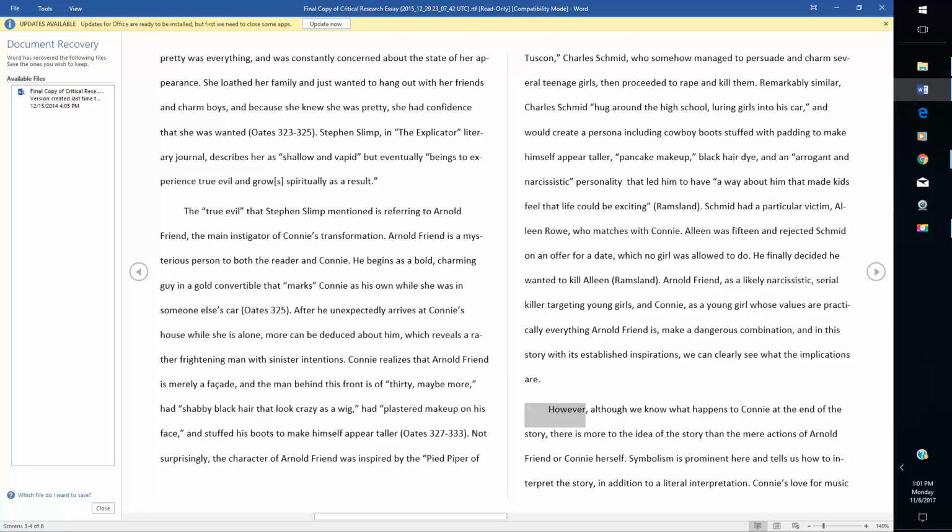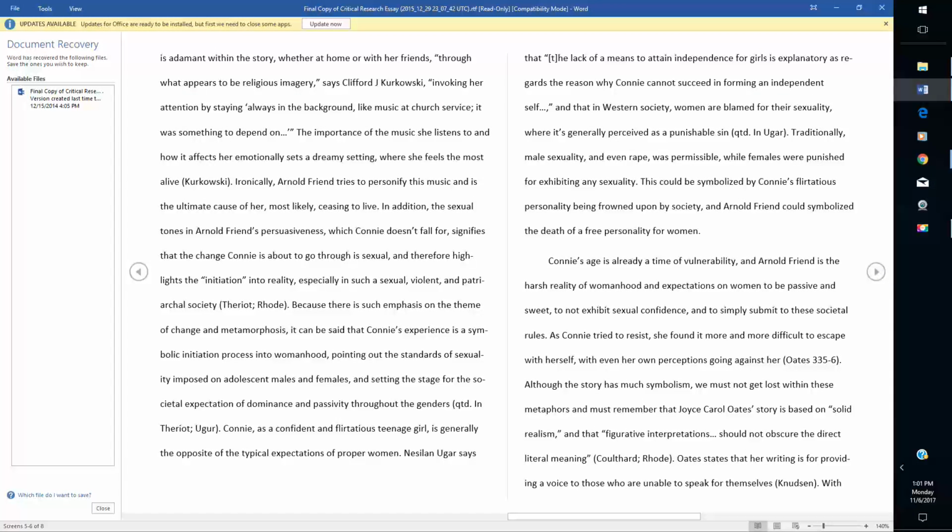Notice also the use of transitions that help tie together the various points, the abundant use of evidence to support the point, and the reiteration of the argument. We call this echoing sometimes. There is more to the idea of this story than mere actions of Arnold Friend or Connie herself. And then we get into symbolism is prominent here, tells us how to interpret the story in addition to the literal interpretation. So dig deeply into that subpoint of the symbolism, the religious imagery, which plays into the story, the sexual overtones, and initiation theme. All of these dealing with the symbolic aspects of the story.